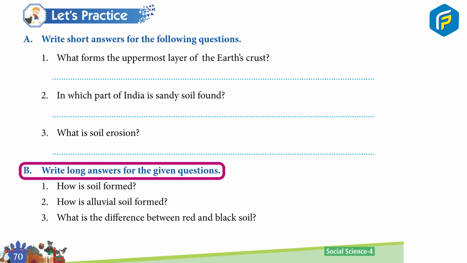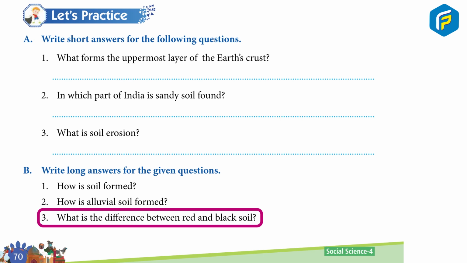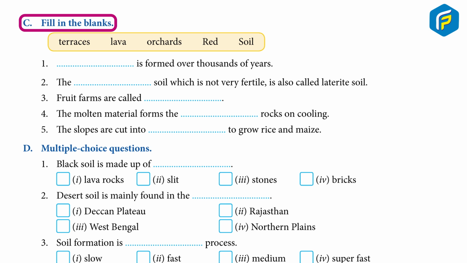B. Write long answers for the given questions. 1. How is soil formed? 2. How is alluvial soil formed? 3. What is the difference between red and black soil? C. Fill in the blanks.